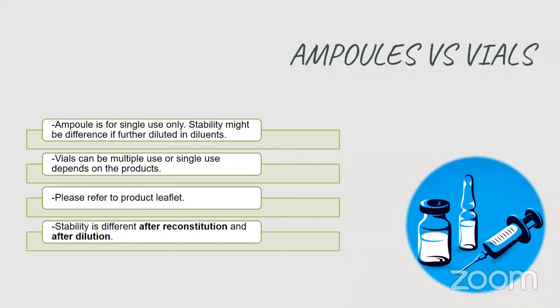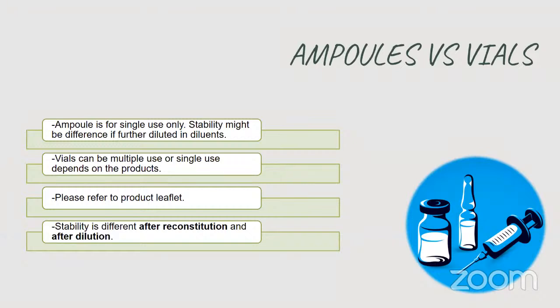So there are ampoules and there are vials. Ampoules are for single use only. However, take note that the stability might be longer if it was further diluted, depending on the product. As for vials, they can be multiple use or single use. Again, I have to emphasize here, please refer to the product leaflet. Stability is different after reconstitution and after dilution.